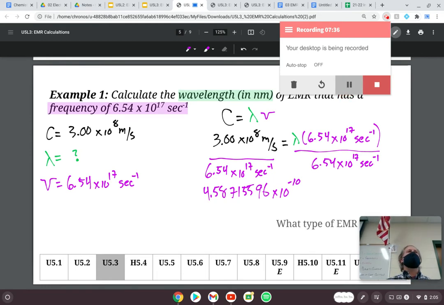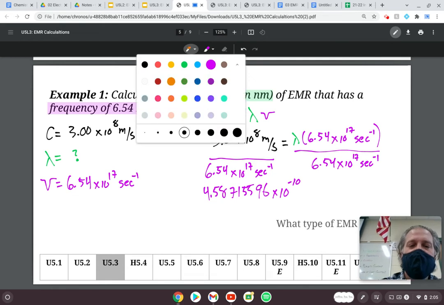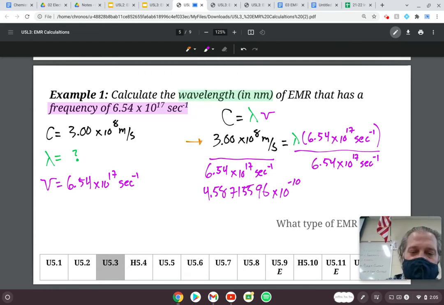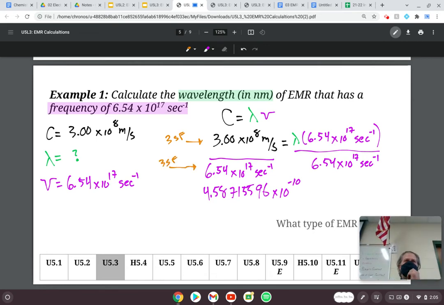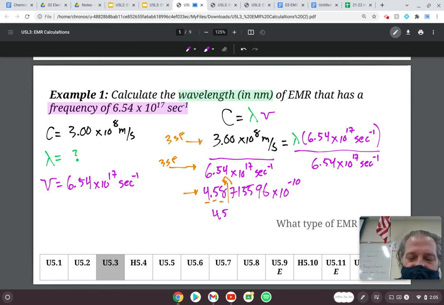All right, sig figs. Now, how many sig figs does 3.00 have? Yes, I agree with that. Same with 6.5. So this one has 3 sig figs, so my answer has to have 3 sig figs. So I'm going to count 1, 2, 3. That 7 will round that 8 up to a 9. So my number here is going to be 4.59 times 10 to the negative 10.